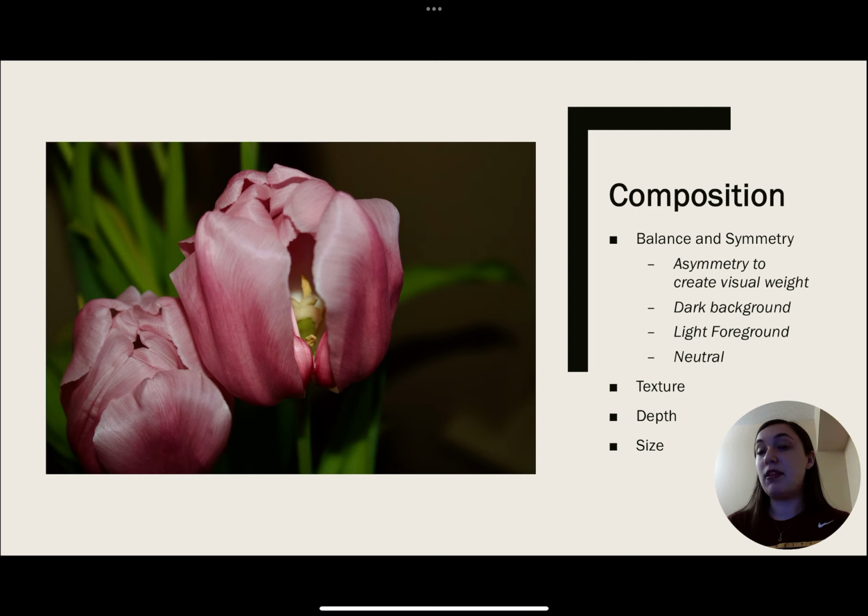And then the depth of field is created by the flowers being at the forefront and in focus, and then the background being blurred helps to create that depth. And then also the size of the flowers is really important because the flowers themselves are made very large. It helps the audience know that that's really important and something that we should be paying attention to.